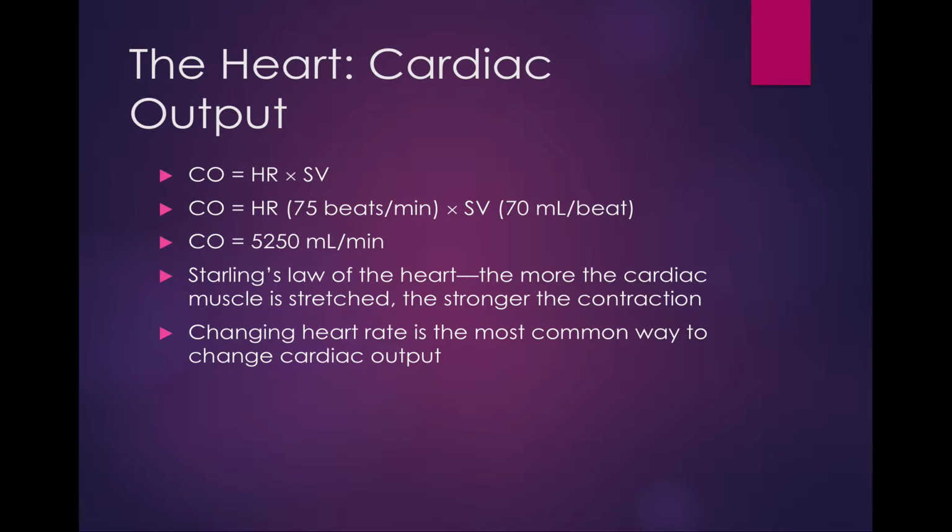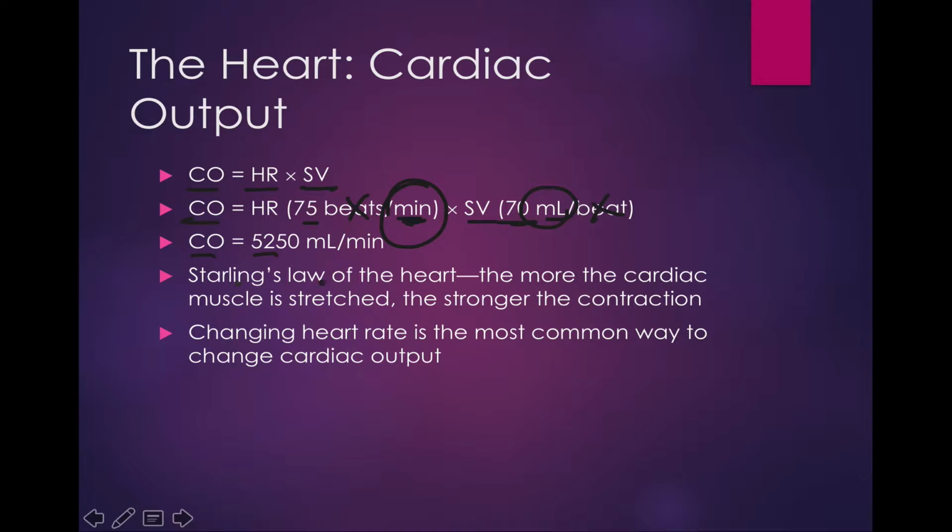So in order to calculate cardiac output, we have our heart rate times our stroke volume. We take our heart rate, which is 75 beats per minute, and our stroke volume, which is 70 milliliters per beat, which means that we can cross out beats, because we're multiplying it by itself. So we're going to have milliliters per minute. If we do that math, we have 5,250 milliliters of blood that's pumped per minute.